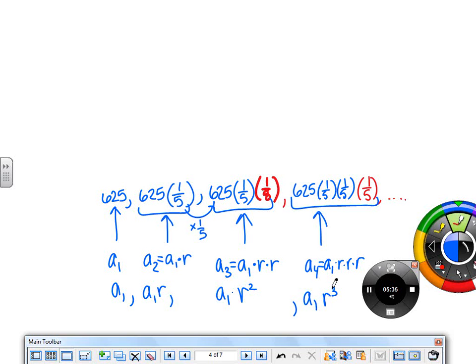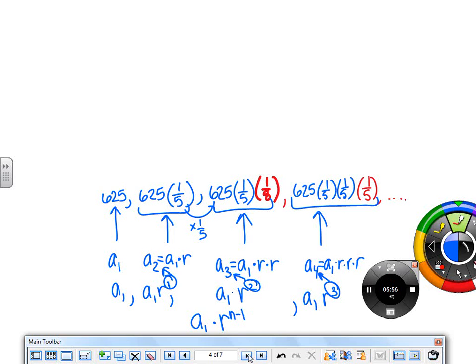So notice that each of these have a specific setup where they're using the first term. They're multiplying it by the ratio. And the power that the ratio is raised to, notice, happens to be one less than the term number that you are at. So n minus 1.